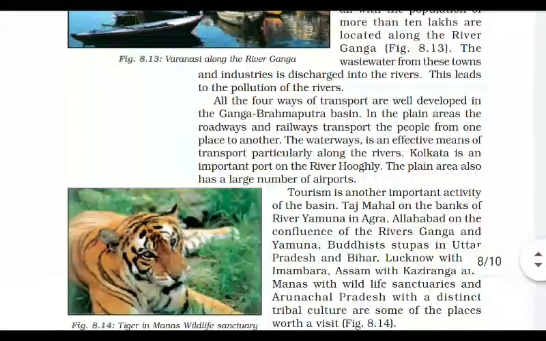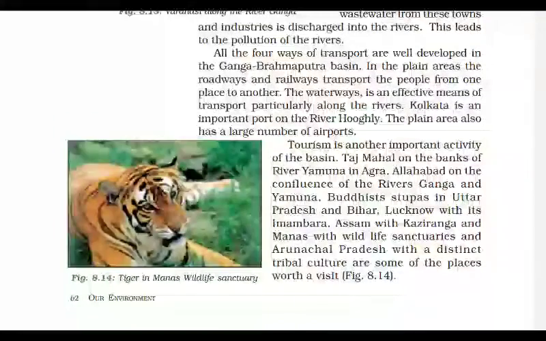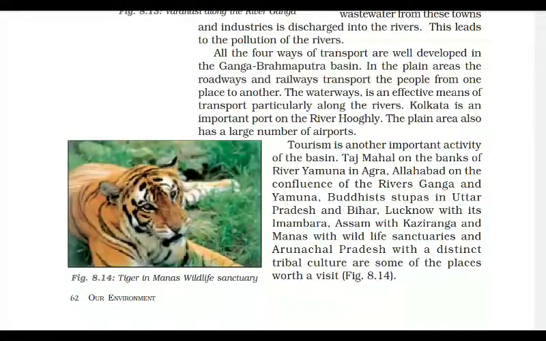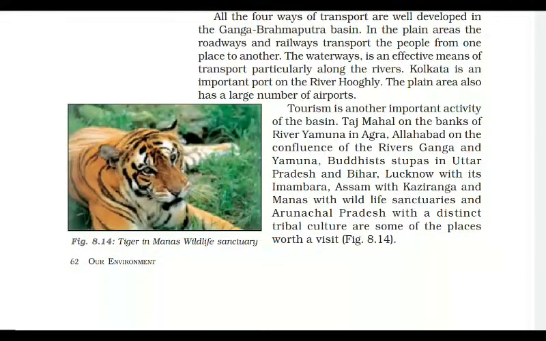All four ways of transport are well developed in the Ganga and Brahmaputra basin. So what are the four? Roadways, railways, airways, and waterways. All right, that's the one. Waterways are an effective means of transport, particularly along the rivers. Kolkata is an important port on the river Hooghly. The plain area also has a large number of airports.